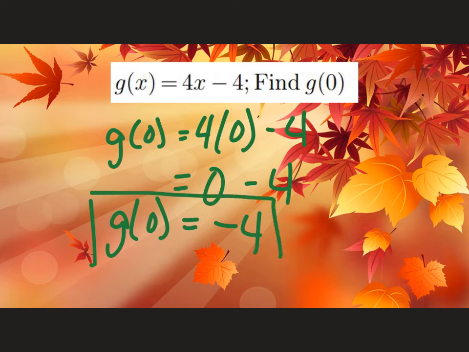Or you can also say when we input 0, we get back a negative 4. Or our input is 0, our output is negative 4. Our domain is 0, our range is negative 4, and so on and so forth. So I want you to see the relationship there as we go through these.